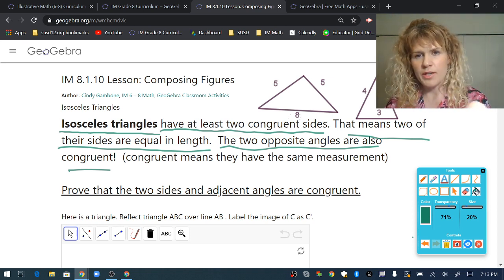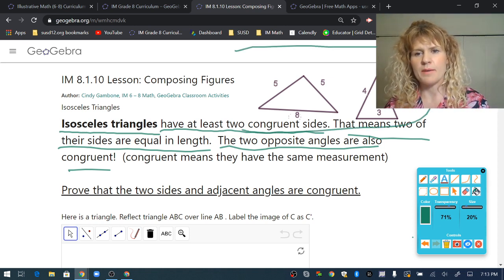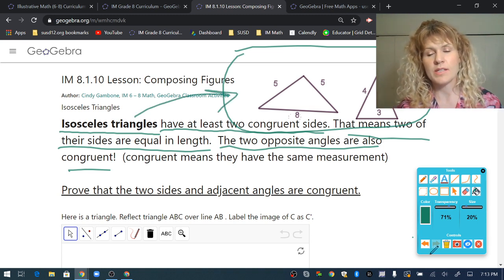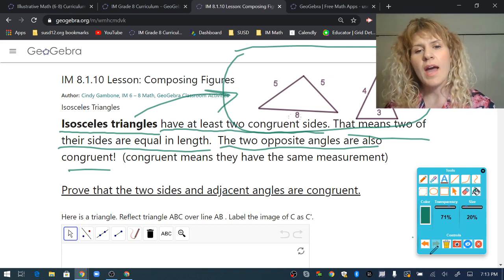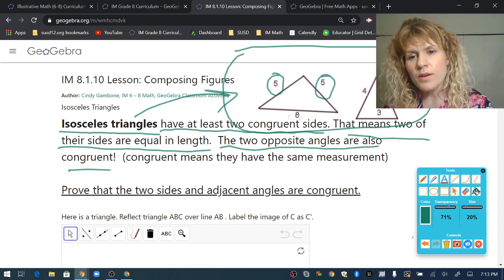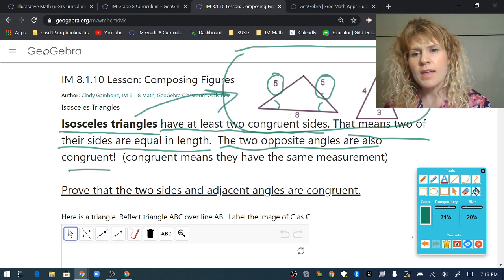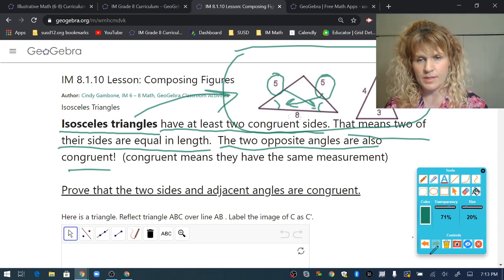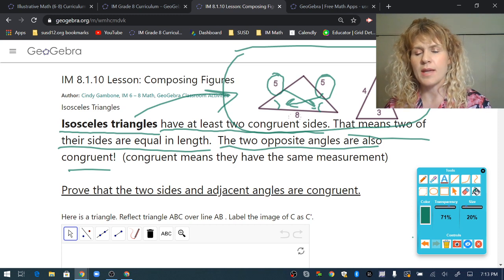Look at the picture I drew here with these two examples of isosceles triangles. These are isosceles triangles. They have two congruent sides. This side is 5 units and this side is 5 units. Also, they have two congruent angles. The angles that are opposite of the congruent sides are also congruent angles. These angles are the same.